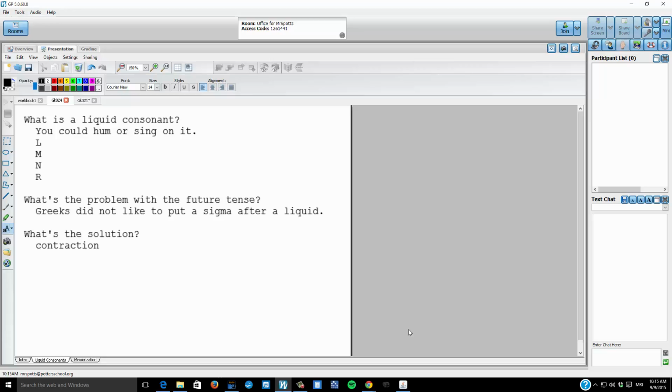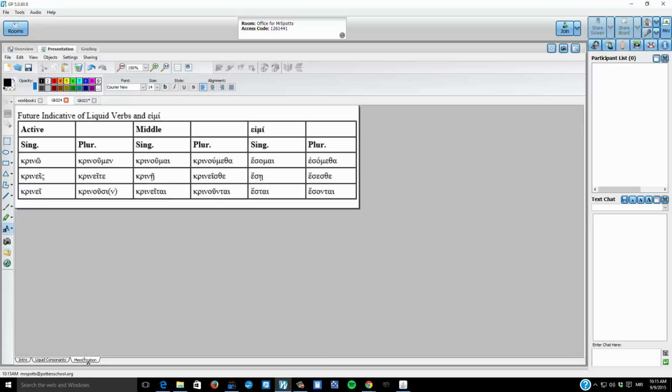What's the problem with the future tense then? The Greeks thought it really sounded strange to put a sigma after a liquid consonant. They just thought, that's the weirdest sound in the world. So while you might not mind going ls or ms, or ns, or ers, the Greeks really didn't like it. And the solution which came out was a form of contraction, and that's exactly where the problem shows up in the future tense of liquid verbs.